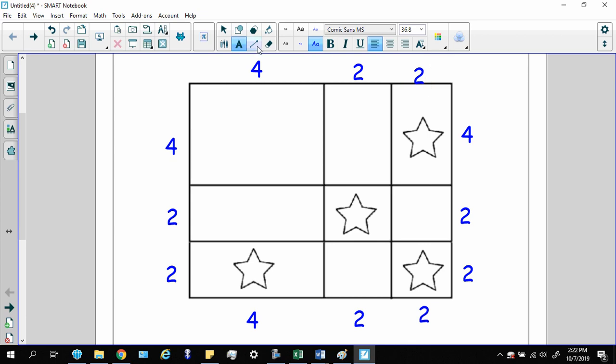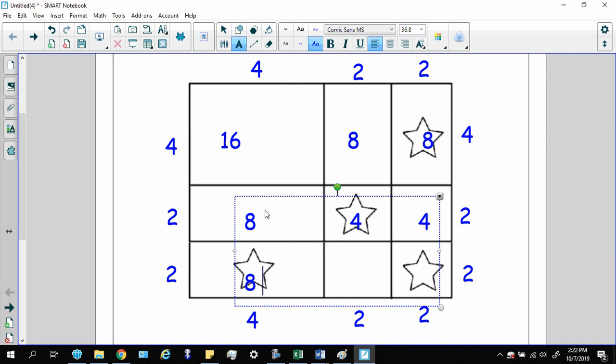All right. So from here, I'm going to start multiplying. Okay, so that's 16 square feet. This right here is going to be 2 times 4, which would be 8. This will be 8, this will be 8, this will be 4, this will be 4. Anything that size is a 4, anything that size is going to be an 8. This is going to be a 4, and lastly, this is going to be a 4.